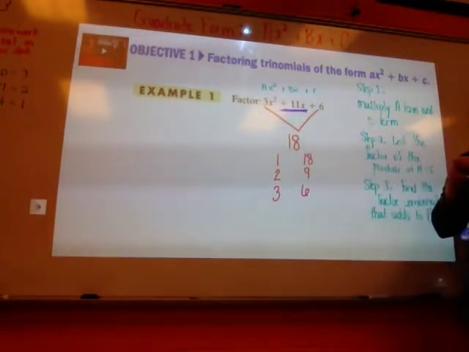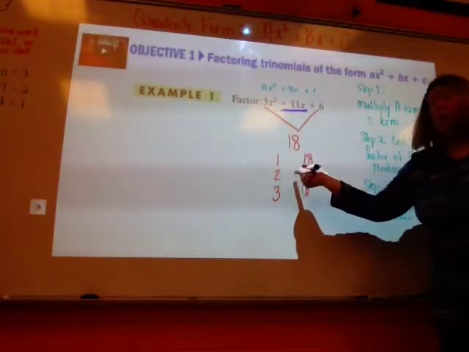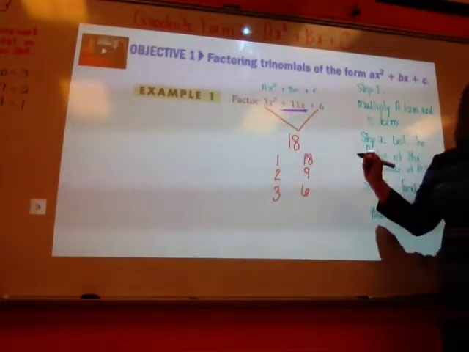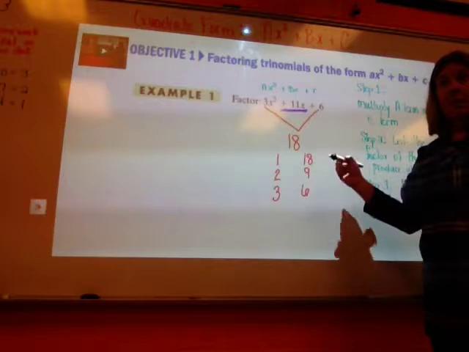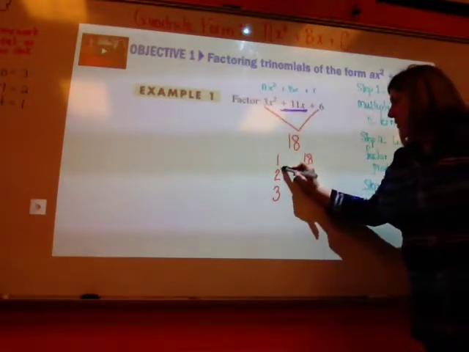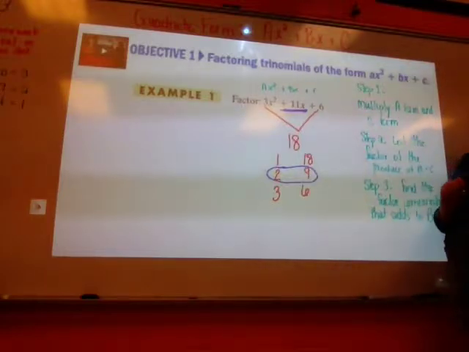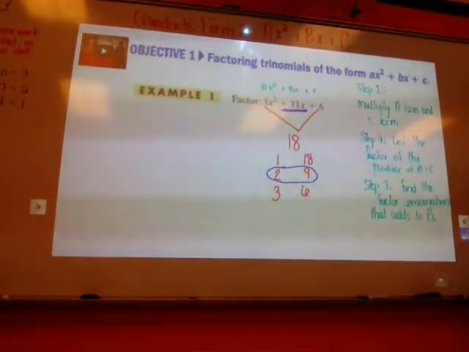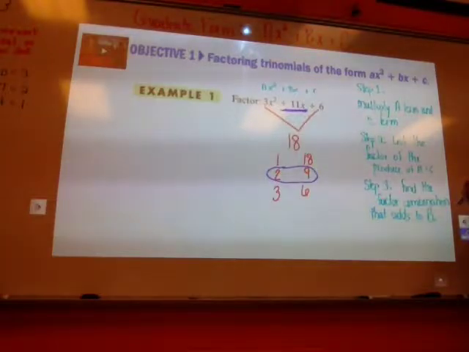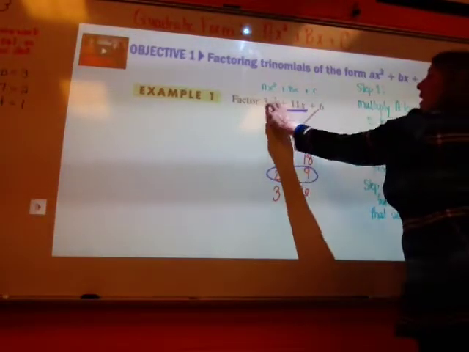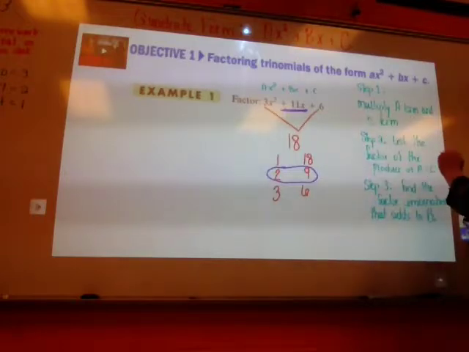1 and 18, 2 and 9, or 3 and 6? 2 and 9. So circle it. 2 and 9. So that's our factor combination. Okay, those are going to be the 2 in the middle. Everybody agree with that? So this is what we ended up with a while ago, right?